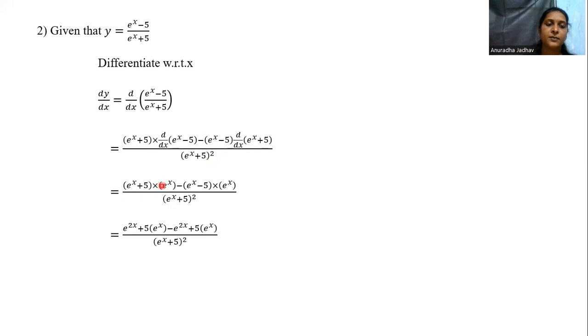e raised to 2x plus 5 into e raised to x, minus e raised to x into e raised to x, e raised to 2x. Here minus minus plus 5 into e raised to x, divided by (e raised to x plus 5) whole square. Here plus e raised to 2x and minus e raised to 2x get cancelled. It remains only 5 plus 5, 10 e raised to x divided by (e raised to x plus 5) whole square.